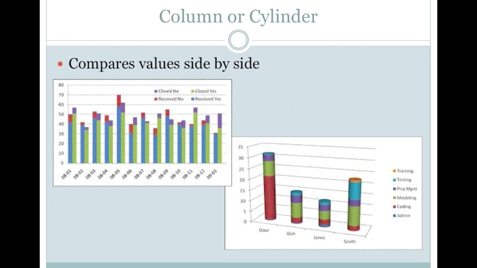The next one is the column or cylinder chart. These are going to compare values side by side. And so there are a lot of different styles that you can choose within those. A clustered cylinder chart can go further in comparing values across categories, and that is the actual type that we're going to use in the practice exercise.